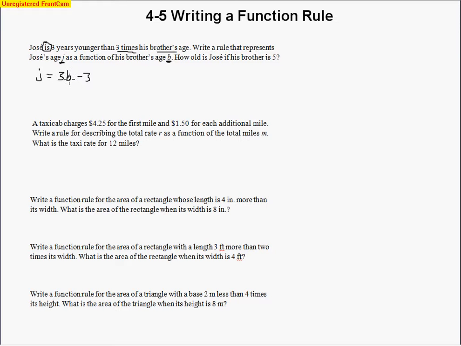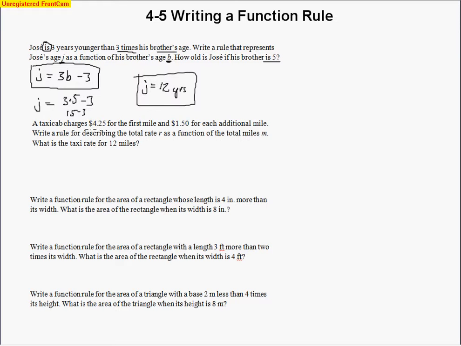Now what they say is, how old is Jose if his brother is 5 years? This is part of the problem right here. Now we're going to take that 5 years and put it in for B. So 3 times 5 makes 15, minus the 3, and we get Jose is equal to 12 years. So there we have it. Let's take a look at the next one.